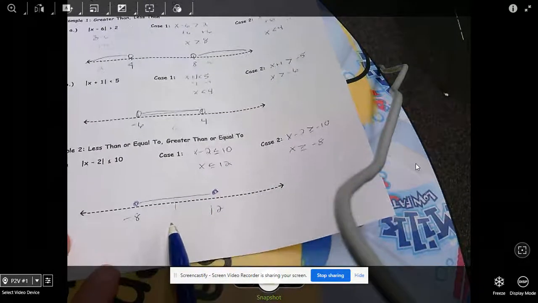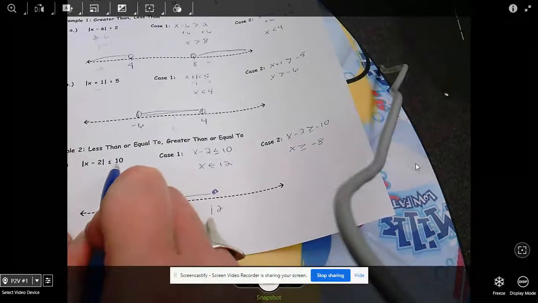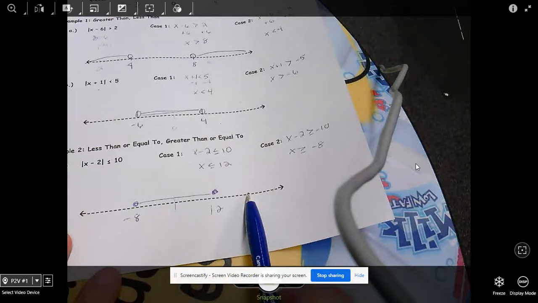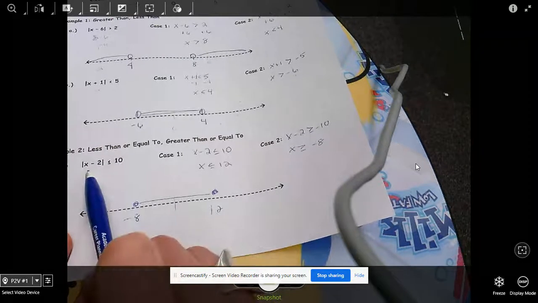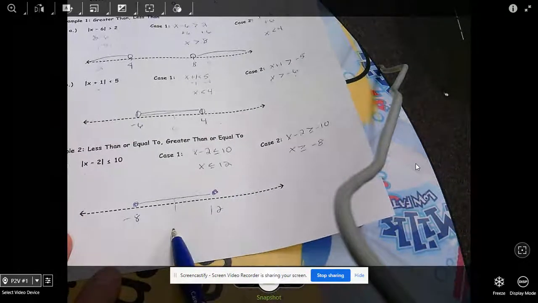Let's pick 5. 5 minus 2 is 3. Yep, that's less than 10. Let's pick a number over here. 20. 20 minus 2 is 18. That wouldn't be true, so that's why there's nothing here. That's it. That's your answer.